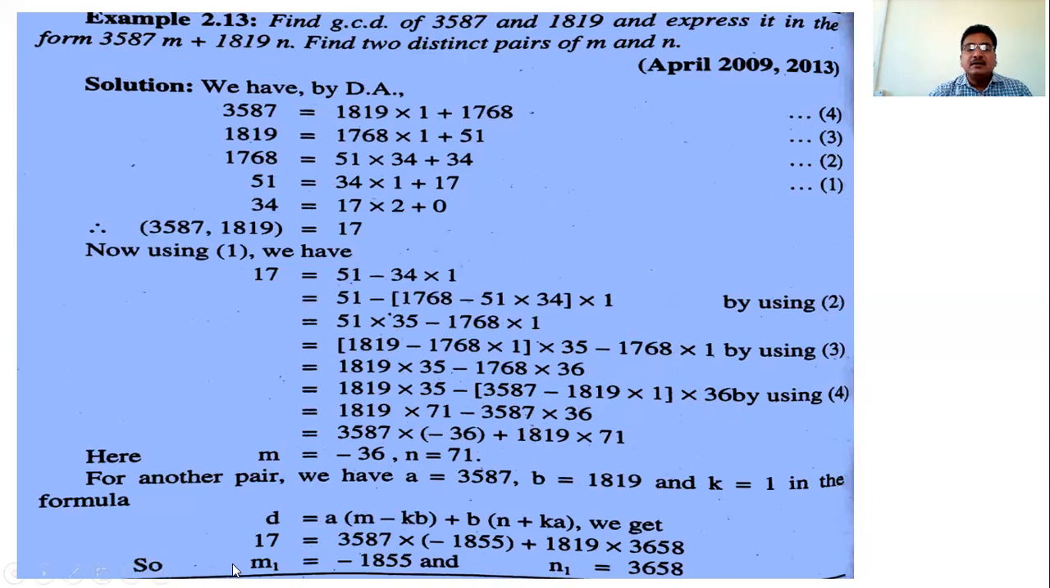If we have to find another pair of values of m and n, then use this formula: d is equal to a into m minus kb plus b into n plus ka. Here d means the greatest common divisor, and a and b are the given two numbers, that is a is 3587 and b is 1819. Take k as any number, such as 1 or 2, and then we have another two values of m and n. But just find m and n; one pair is sufficient.